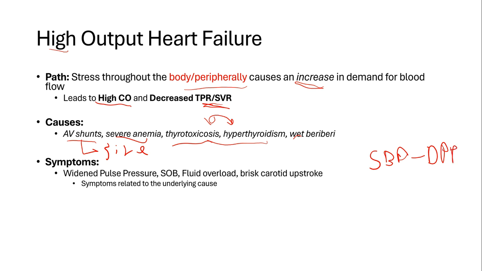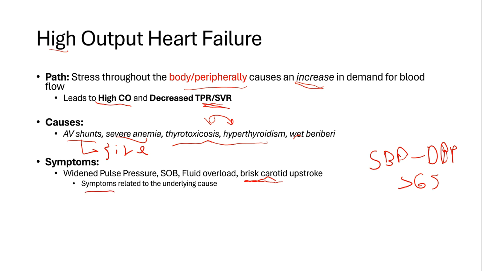Anything greater than 65 is thought to be a widened pulse pressure. If someone's systolic is 140 and their diastolic is 60, the difference there is going to be 80. That's a widened pulse pressure. Shortness of breath, fluid overload, brisk carotid upstroke is very important as well, or bounding pulses on exam. This occurs due to that increased amount of blood leaving the heart. And then, of course, symptoms relate to the underlying cause.